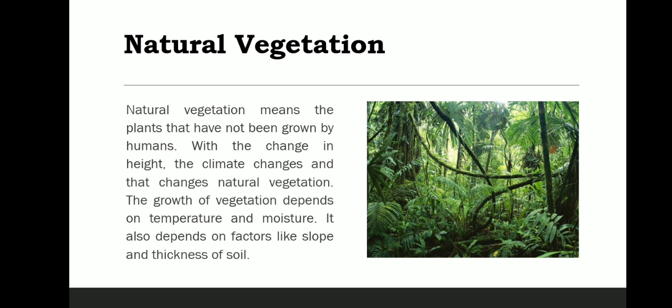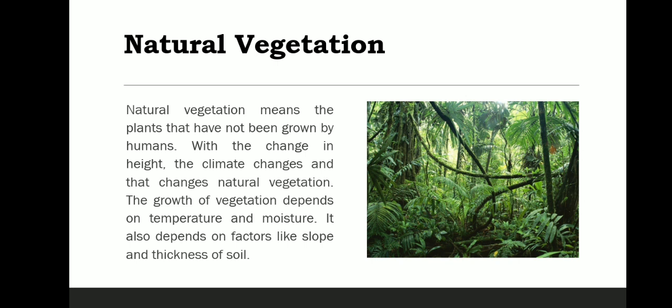Natural vegetation means the plants that have not been grown by humans. With the change in height, the climate changes, and that changes natural vegetation. The growth of vegetation depends on temperature and moisture. It also depends on factors like slope and thickness of soil. So let us know the distribution of natural vegetation.